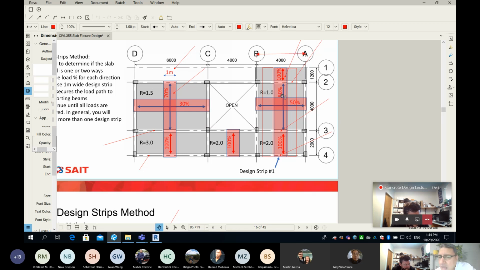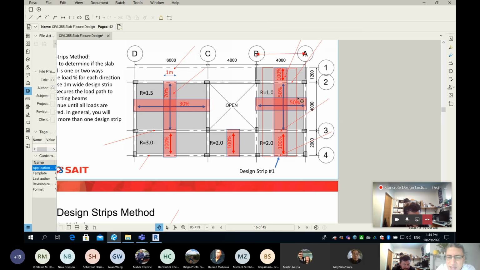But I'm asking you, if I put, let's say, 1 hour and I'm able to do SAFI and design all the sections, am I done with the plan view design? I have here a floor plan. Am I done? Is one design strip sufficient to cover the entire area, or do I need more design strips? I think you need more.